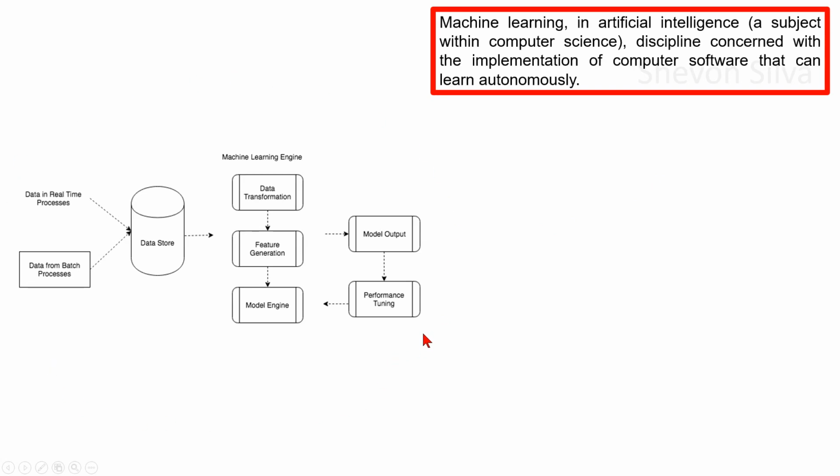Machine learning in artificial intelligence, a subject within computer science, is a discipline concerned with the implementation of computer software that can learn autonomously.